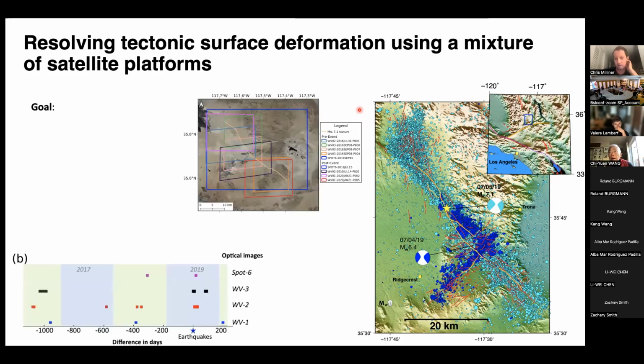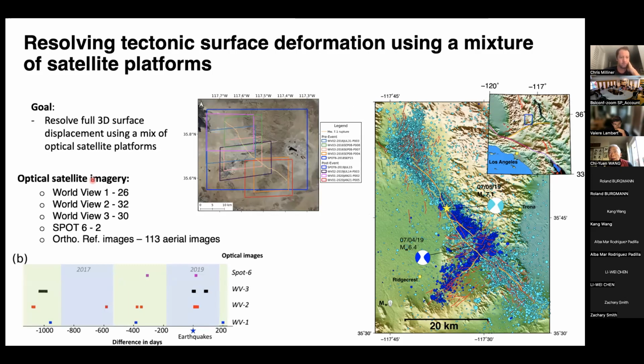So here are the data sets we use for the Ridgecrest event. We're using a mix of satellites: WorldView 1, 2, and 3. We're using just over 200 images in total for this event. We also have SPOT 6, and our reference images are high resolution aerial images. This shows the time span of when these images were acquired. Here's the earthquake, and we have images going back more than a few years before the event. Luckily, this is a stable desert environment, so you can use images going further back because the surface doesn't change too much.